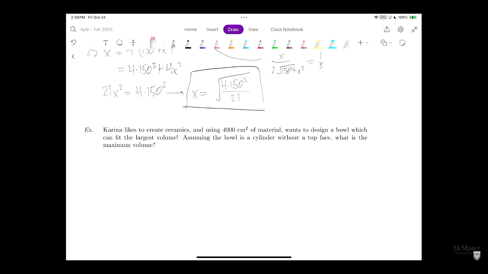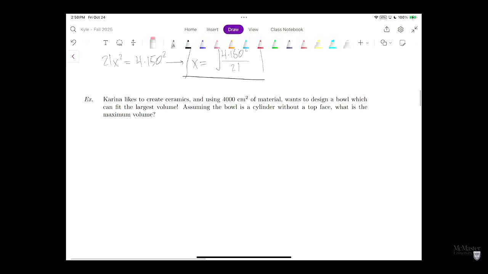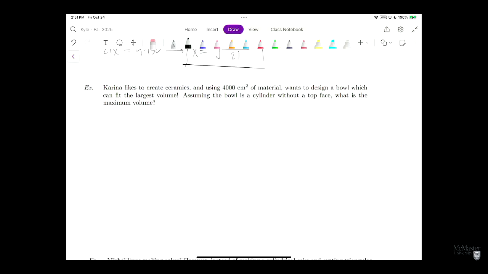Okay, so Karina likes to make ceramics, and using 4,000 centimeters squared of material, wants to design a bowl which has the largest volume. Assuming the bowl is a cylinder without a top face, what is the maximum volume? So let's do the exact same problem setup that we did before. Our cylinder, so this bowl is going to be, maybe it's more like a cup. I guess this should have been a cup. That's kind of funny. Anyways, here's our bowl.